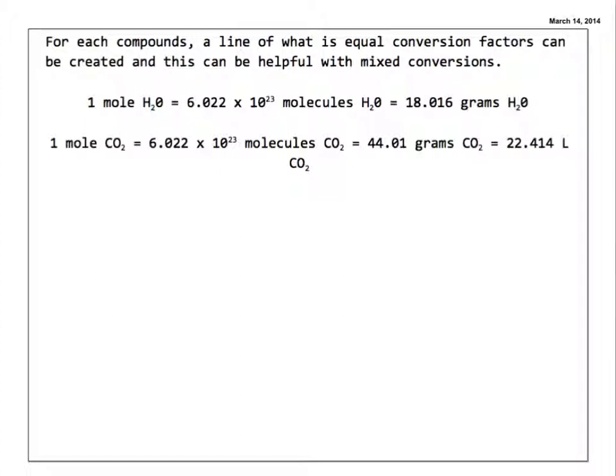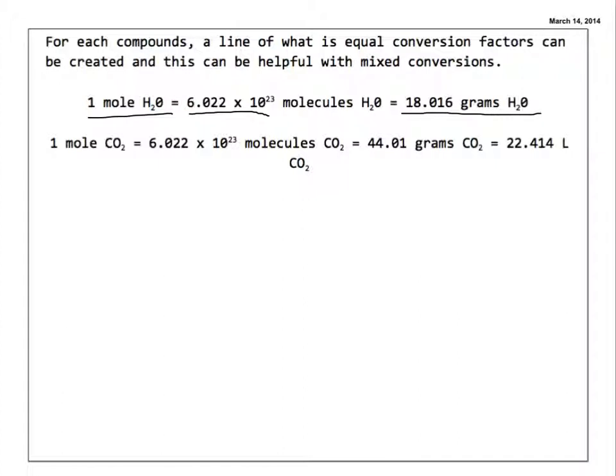Okay, so the last bit of this section is what's called the line of equality, and it's basically coming up with all of the possible conversions related to one particular element or compound. For example, 1 mole of water is equal to 6.02 times 10 to the 23rd. That's always true for any element or compound. And that is equal to 18 grams.